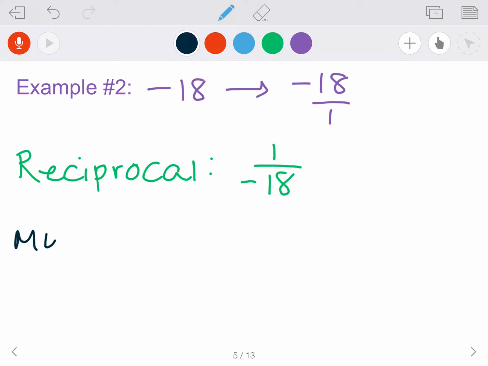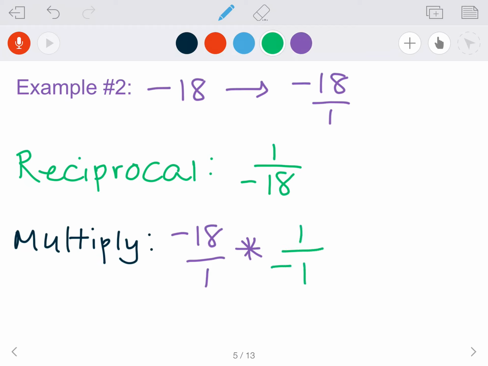Alright, and the final step is to multiply. Again, we should expect to get a positive 1 as our product. So our original number is -18/1, and we will multiply that by our reciprocal of 1/-18.